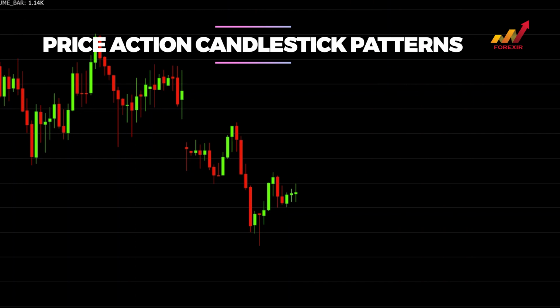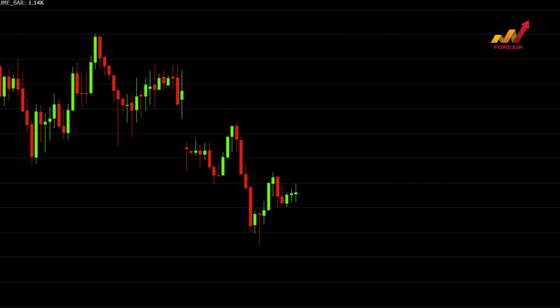Price action candlestick patterns. The final set of price action patterns we're going to be looking at today are price action candlestick patterns. There are lots of candlestick patterns out there, but I just want to focus on the two which I think are most important for price action traders to understand.